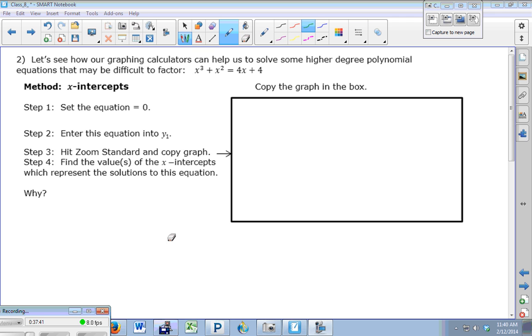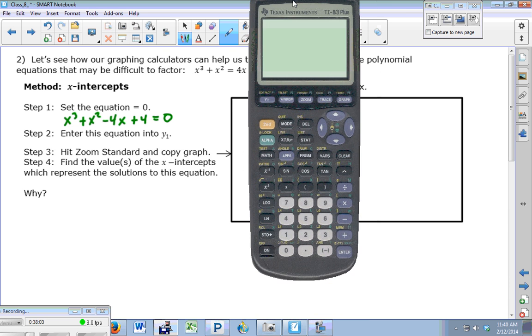I want to show you both approaches. One approach is to set the polynomial equation equal to 0, just like if we were going to solve it algebraically. So we're going to turn this equation into the following equation. And then we're going to enter this equation into y1 on our graphing calculators.